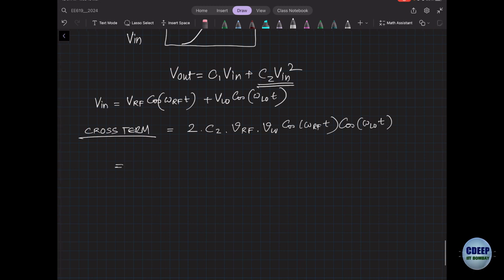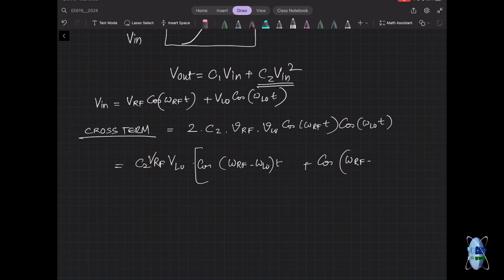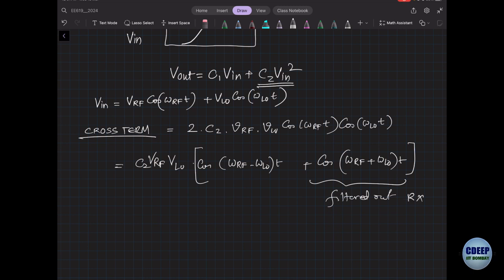So then this will give you C2 VRF and VLO. Then you have cos of omega RF minus omega LO t plus cos of omega RF plus omega LO t. Agreed? So typically the sum term would be filtered out. That's very high frequency, we can filter it. And especially for receive portion. Okay. So what is my conversion gain in this case? It's going to be C2 VRF VLO divided by VRF, which will be equal to C2 VLO.